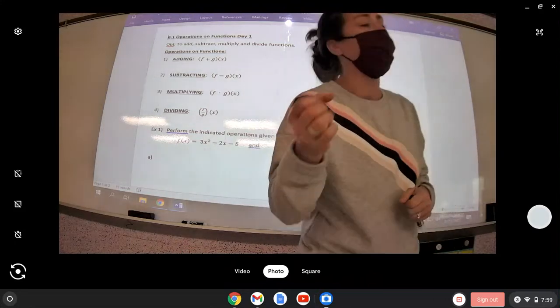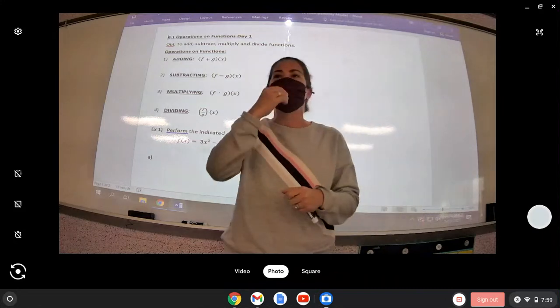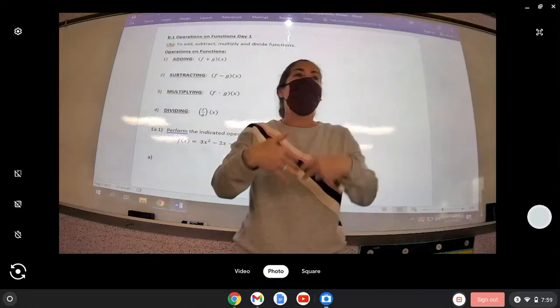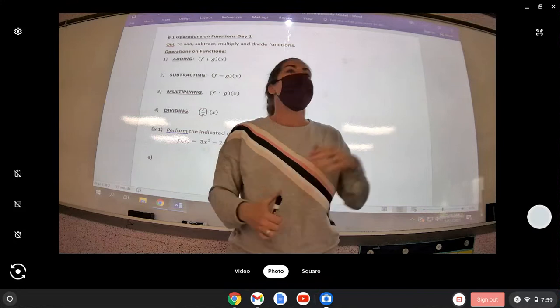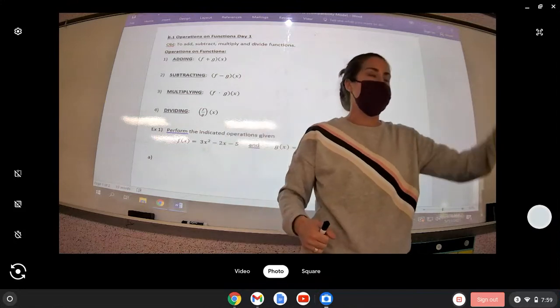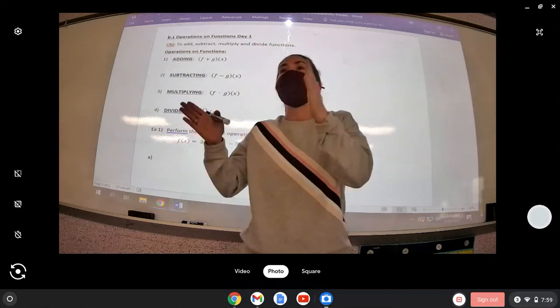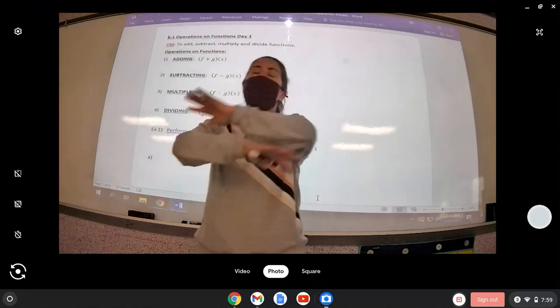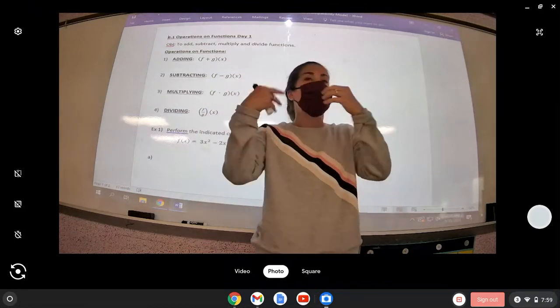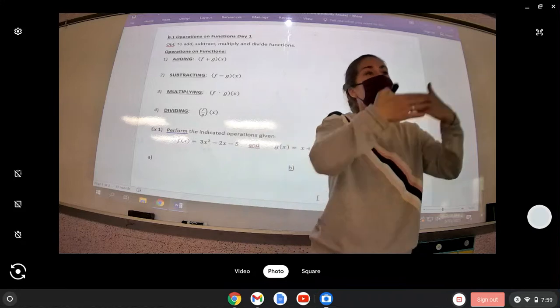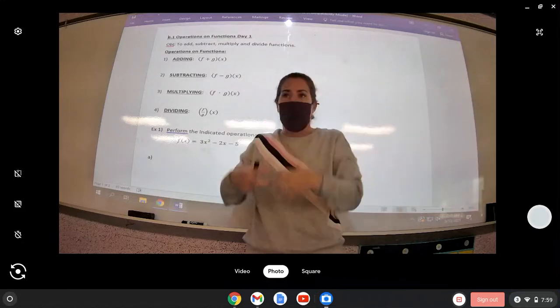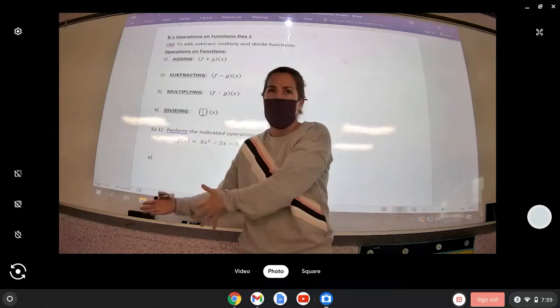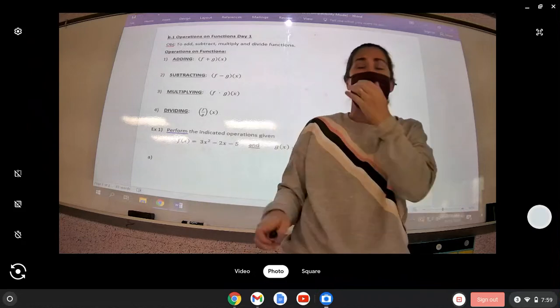The biggest thing you have to remember about a function, though, is that an input can only create one output. I can't plug a number into a function and then that function spit two different outputs out. A function cannot do that. To be a function, when I plug a number in, it can only possibly spit one number out. Okay, that's very important to remember about functions.